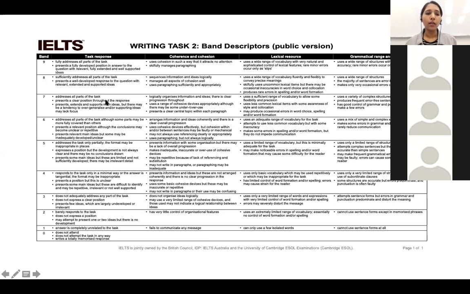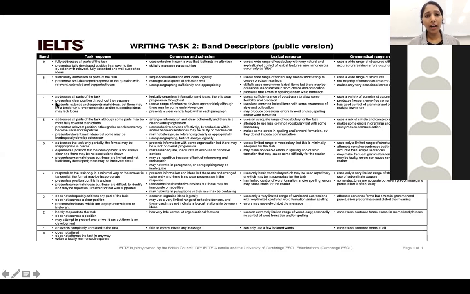You're tested for 4 criteria. The first criterion you're going to be tested for is task response. The second is coherence and cohesion, then lexical resource, and grammar range and accuracy. You're not being given a band for just one thing, but you're tested for these 4 factors, and you should be getting 7, 7, 7, and 7. Only then will you be able to get 7 in your writing task.